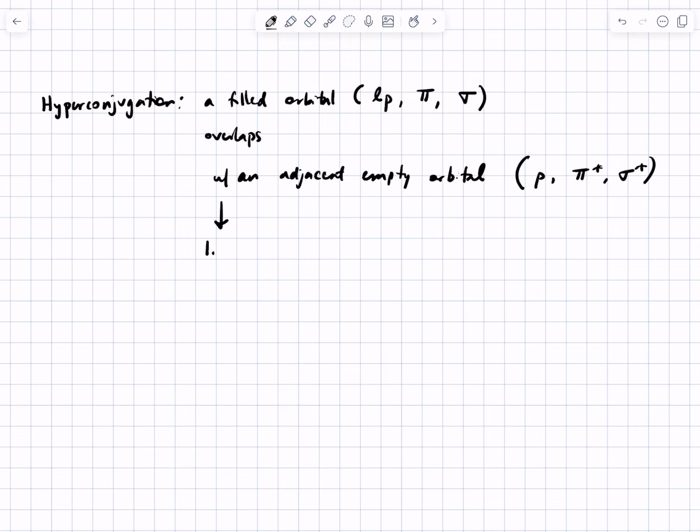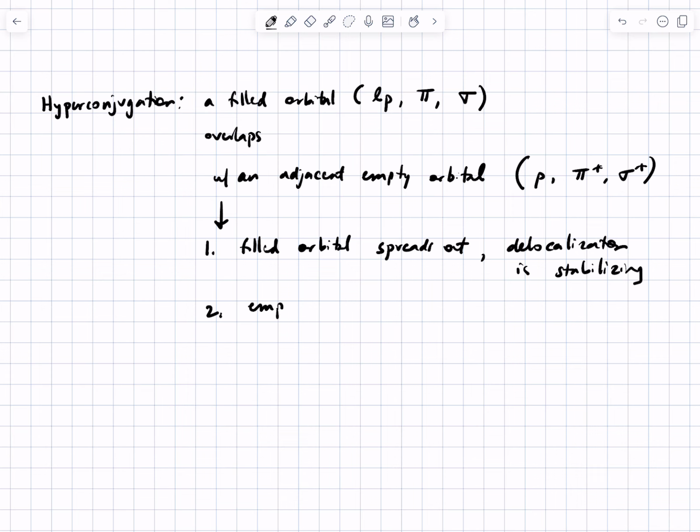First, the filled orbital spreads out. And because of that delocalization, that delocalization is stabilizing. The second thing that happens is the empty orbital spreads out too.